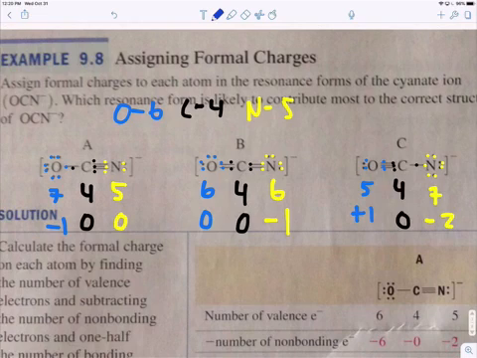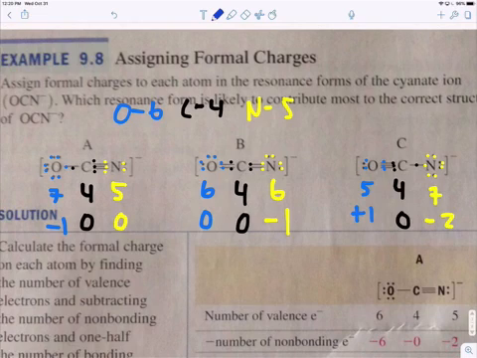All right, so option B. Oxygen has 2 lone pairs, so 4 electrons, and then 2 bonding electrons, so 6 electrons. Starts with 6, has 6, formal charge is 0. Carbon, 4 bonding, same as last one, starts with 4, 0 formal charge. Here, nitrogen has 2 lone pairs, 4 electrons, and 2 bonding, so 6 electrons. Starts with 5, has a -1 formal charge.